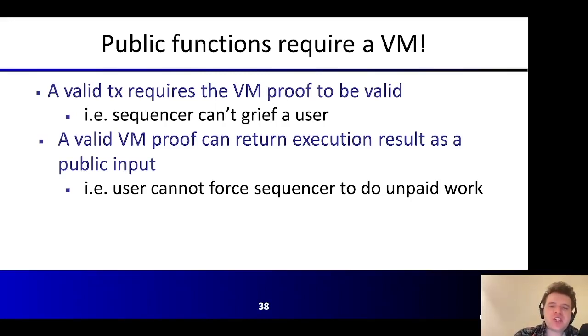This is extremely useful because it means that at the protocol level, in the public kernel circuit, when the public kernel circuit is verifying a public function, it will be verifying a proof of the virtual machine, and the kernel circuit can require that proof to be valid without disadvantaging the sequencer or the user. They can require that proof to be valid because the only way it's invalid is if the sequencer is not doing their job. Because no matter what inputs the user provides to the VM circuit, the VM proof will always be valid under honest prover assumptions. It's just that the public inputs to the VM circuit may display a failed transaction.